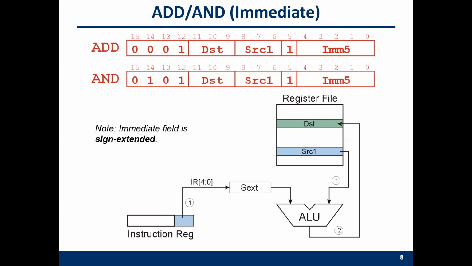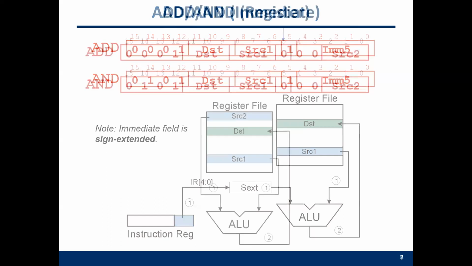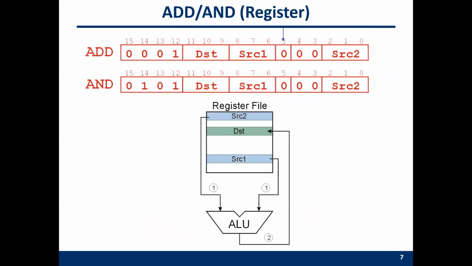In this case, there is no source 2 register. So you can see the difference here. For this time, the least significant 3 bits were source 2, but these 3 bits are now 0.